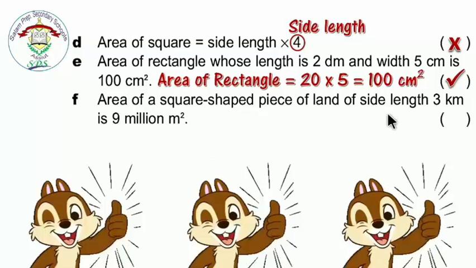Side length of the square land is 3 kilometers. So the area of the square land equals side length times side length, 3 kilometers times 3 kilometers. Take care, the required area is in square meters.